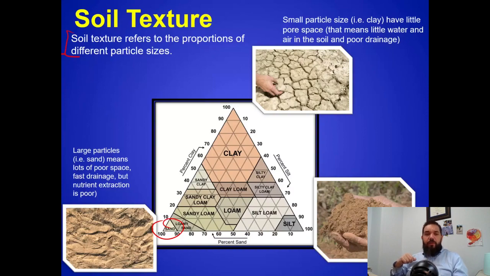So sand, you know that sand isn't really great for supporting plant life, right? What's the problem with it? Well, it drains too quickly. Water just drains right through it. So it doesn't hold water very well. It's also very difficult to extract nutrients out of the sand.